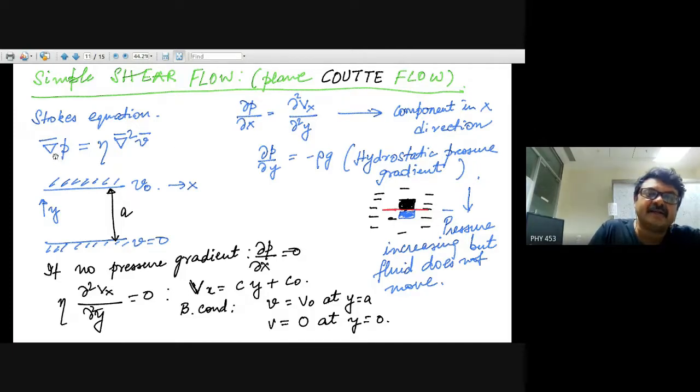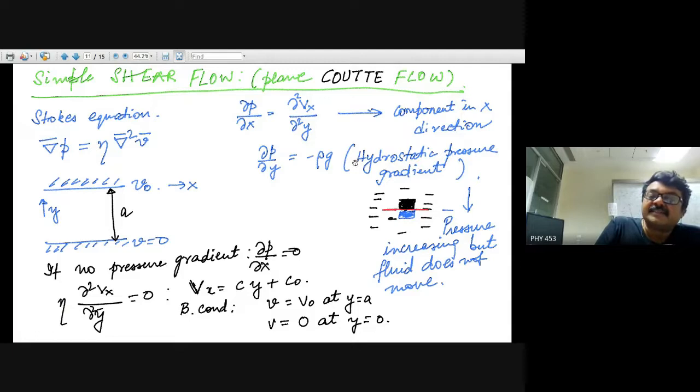But the reason you have a gradient of pressure is basically due to rho g, the hydrostatic pressure difference. So del p del y, that's what you will have.